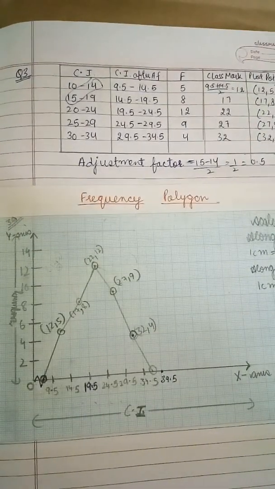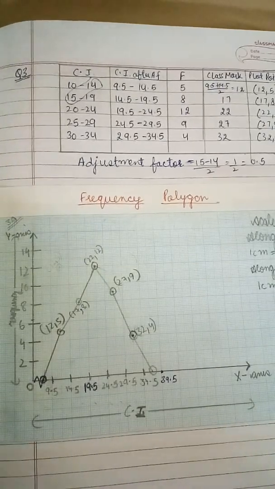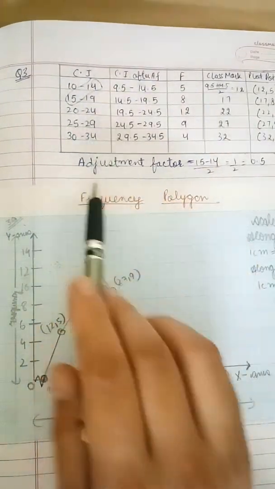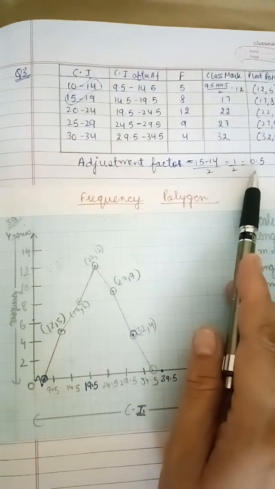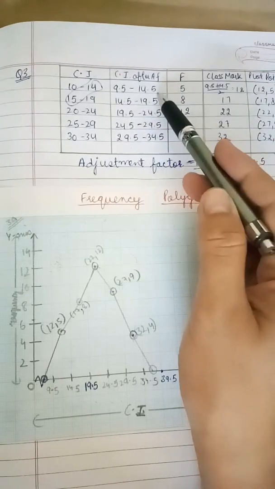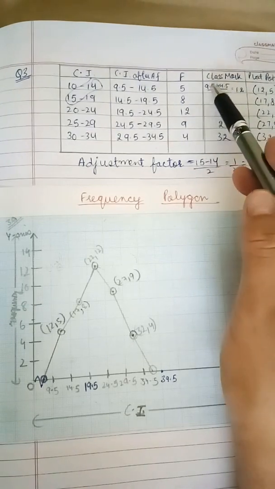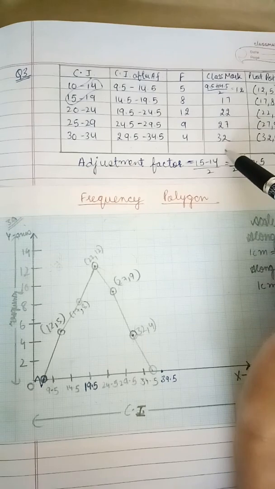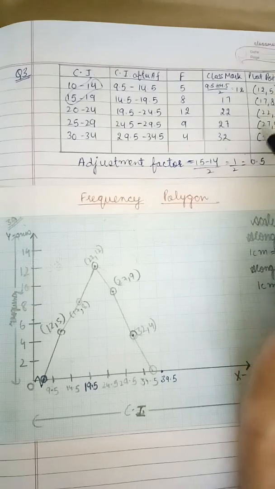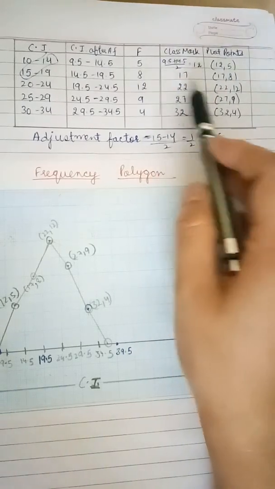So let us now discuss question number 3. Here you will construct a frequency polygon for the following data, but here the data is discontinuous. You can see they are not continuous. We can make use of the adjustment factor 0.5. We subtract 0.5 from the lower limit and add 0.5 to the upper limit, and this is the frequency. Then we will find the class mark, lower limit plus upper limit divided by 2, and then you will plot the points 12, 5, 17, 8. These points you will plot on the graph paper, these points 12, 5, like this.